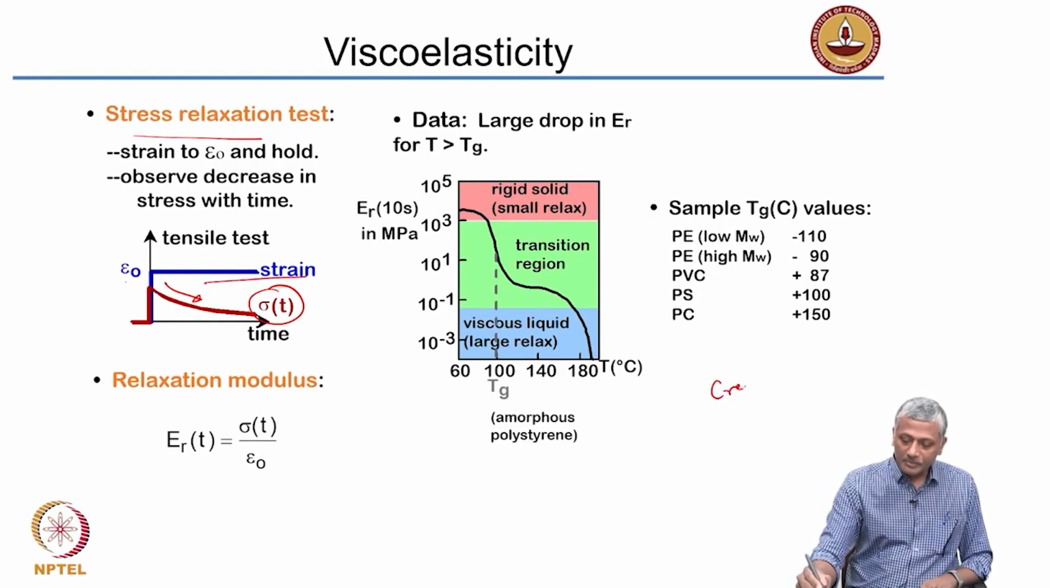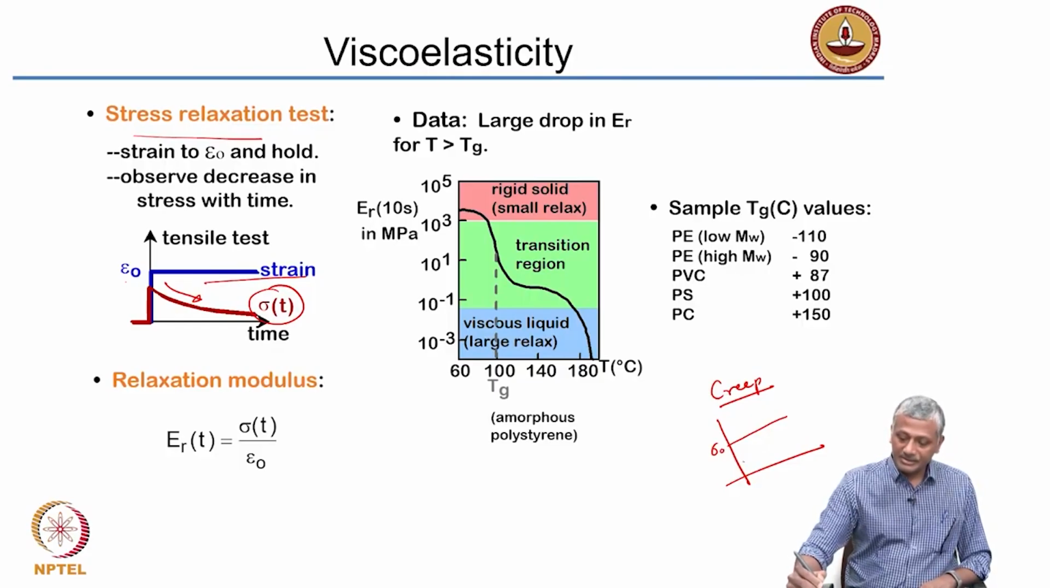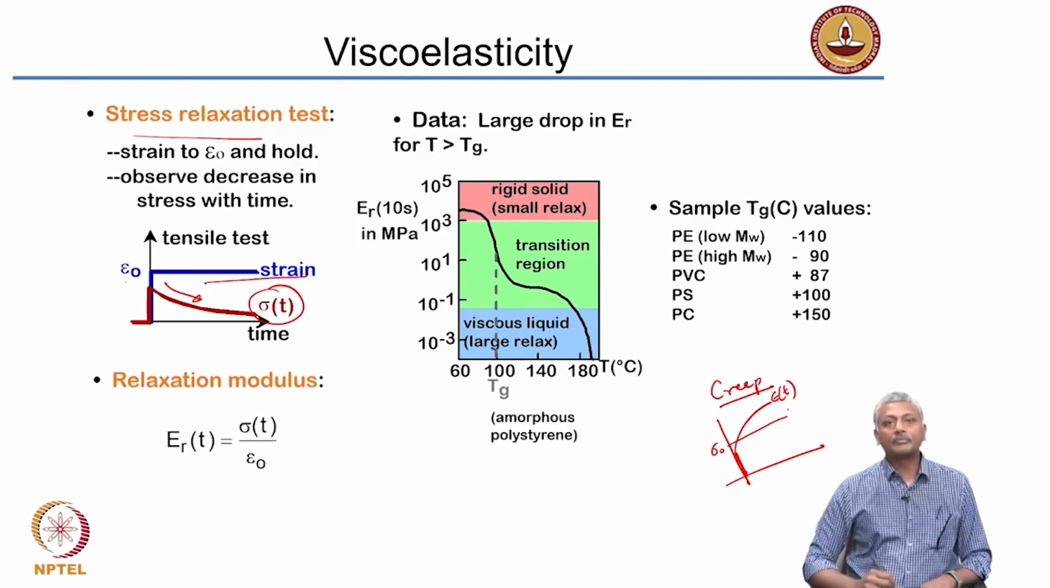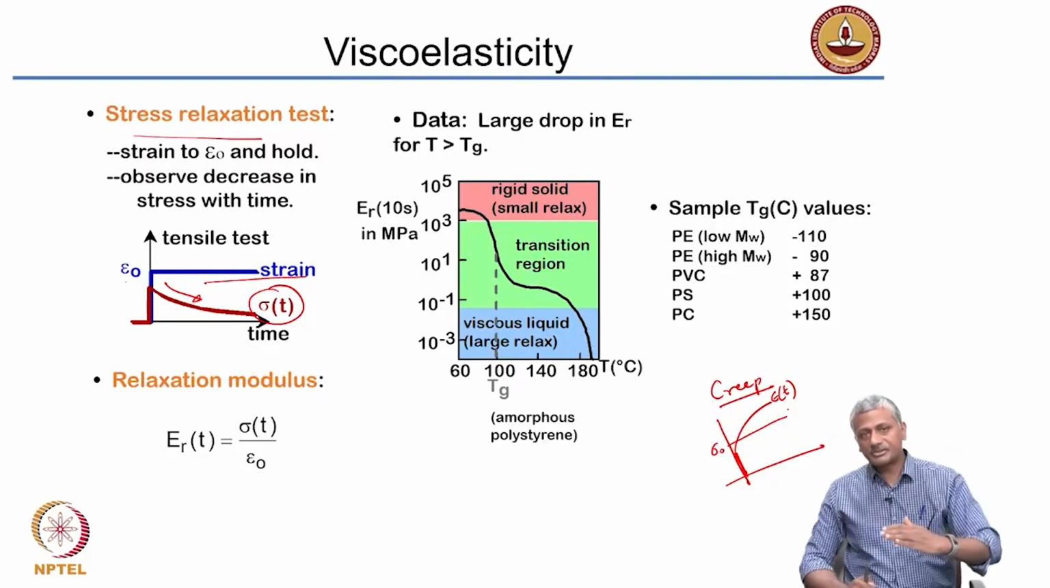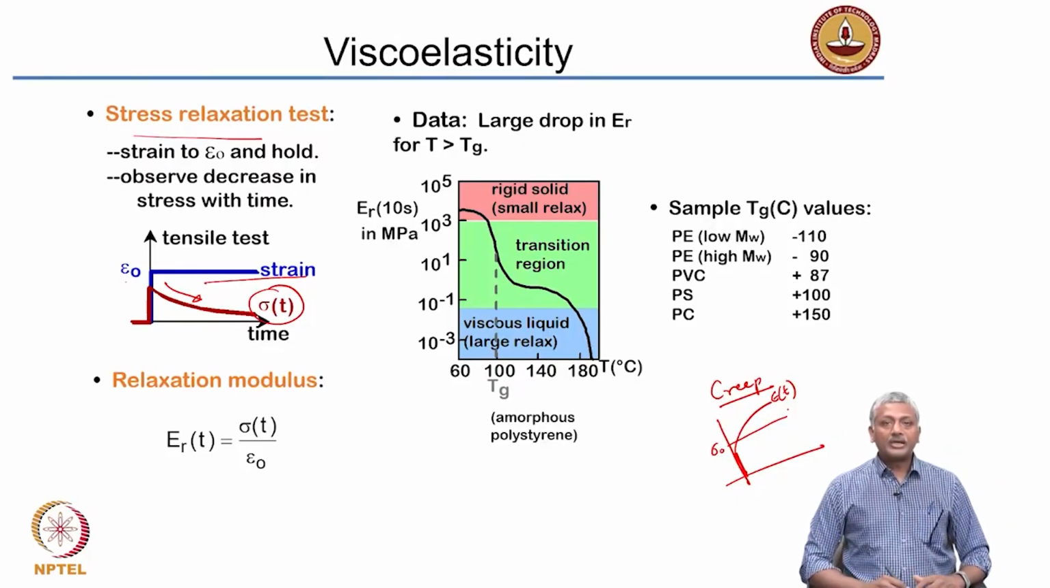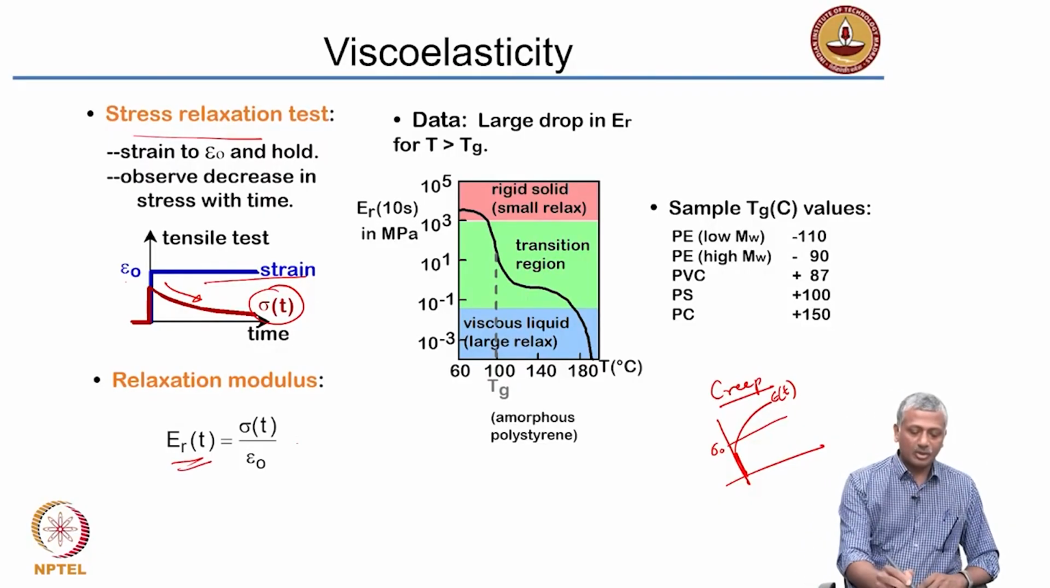The creep test is opposite. In creep, you have a constant stress and the strain increases with time. In relaxation, strain is constant, stress reduces with time. Now, here we define a parameter called relaxation modulus, which is equal to the time dependent stress divided by the original strain which was applied.